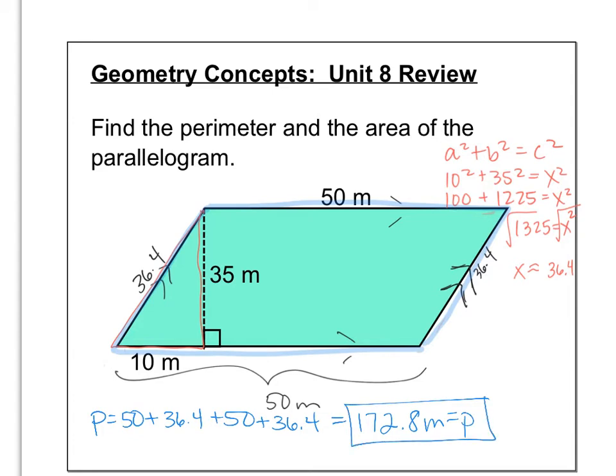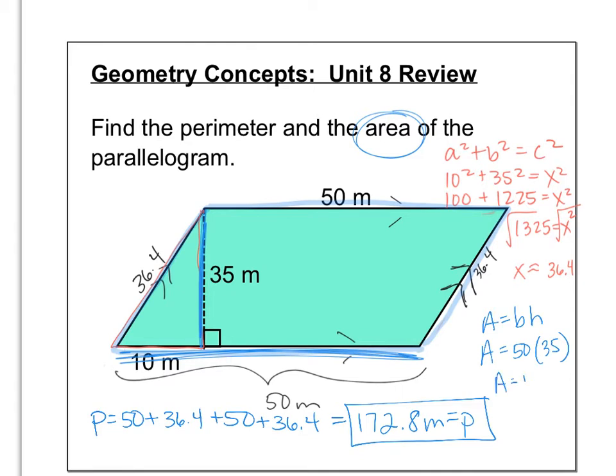Now, area, we also need to find the area. Area for a parallelogram is base times height. Well, the base is the 50. The height has to be perpendicular to that, so that's the 35. So it's pretty simple. We're just going to take 50 times 35. I go to my calculator, I type that in. Area is 1750. And it would be meters squared. Remember, units are always squared when you're dealing with area.